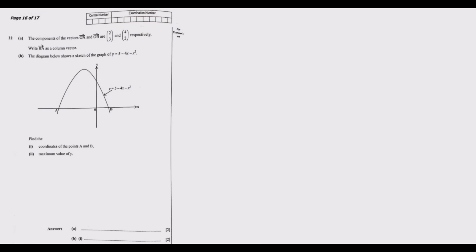Question 22 reads: the components of vectors OA and OB are the column vectors (2, 3) and (4, 3) respectively. Write BA as a column vector. To help you visualize what we're trying to achieve here, let me just sketch something.